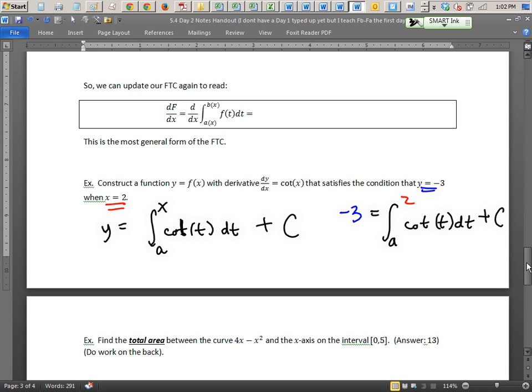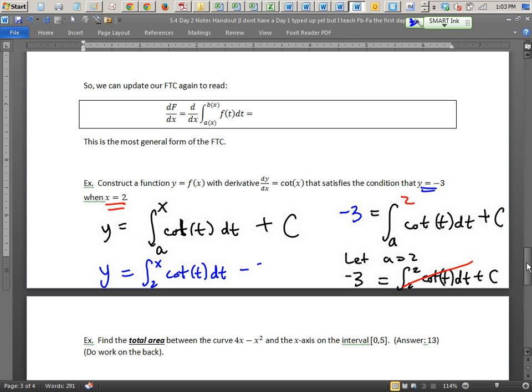So I'm just going to force a equal to 2. Watch what happens. It's going to look like this. It's going to be integral from 2 to 2 of cot t dt plus c. This will then vanish completely, and I get c equals negative 3. In other words, I want a to be 2, and I want c to be negative 3. Here's my final answer in blue. Y is equal to the integral from 2 to x of cot t dt minus 3.